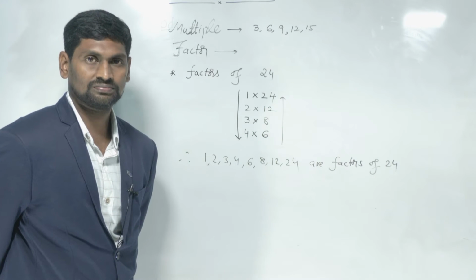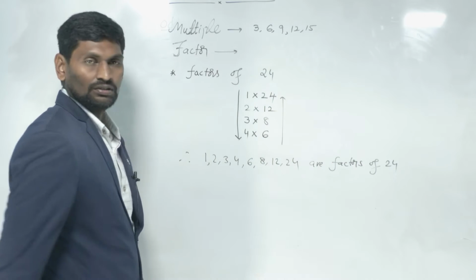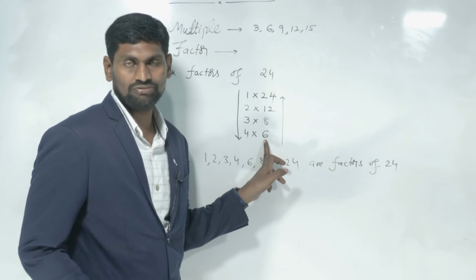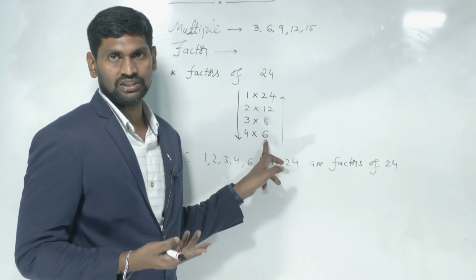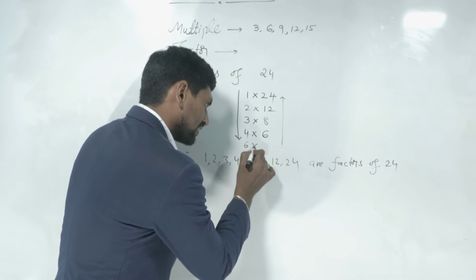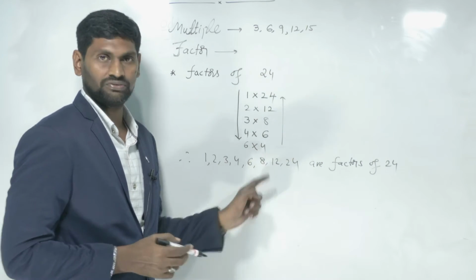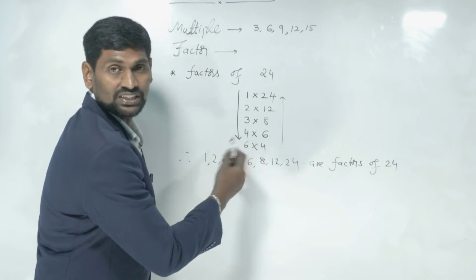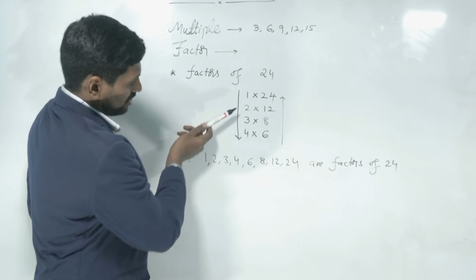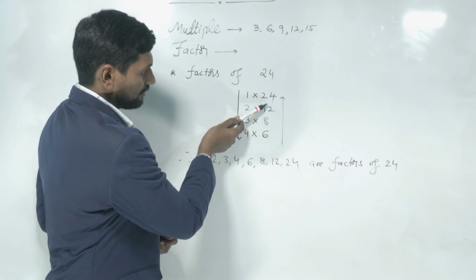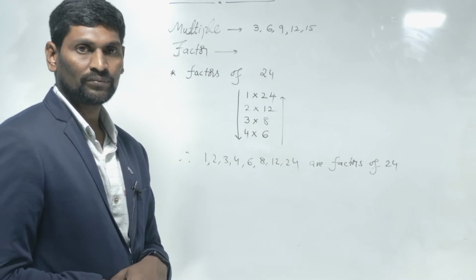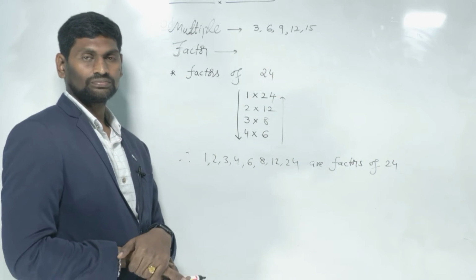Okay, now? So we have to check up to where I am stopping here. 4 table, 4 6s are 24. 5 table, 24 is not coming. 6 table, 6 4s are 24, same repeating. 4 into 6, 6 into 4 both are same. Now I can erase this. So up to here I am taking all: 1, 2, 3, 4, 6, 8, 12, 24. These are all factors of 24.